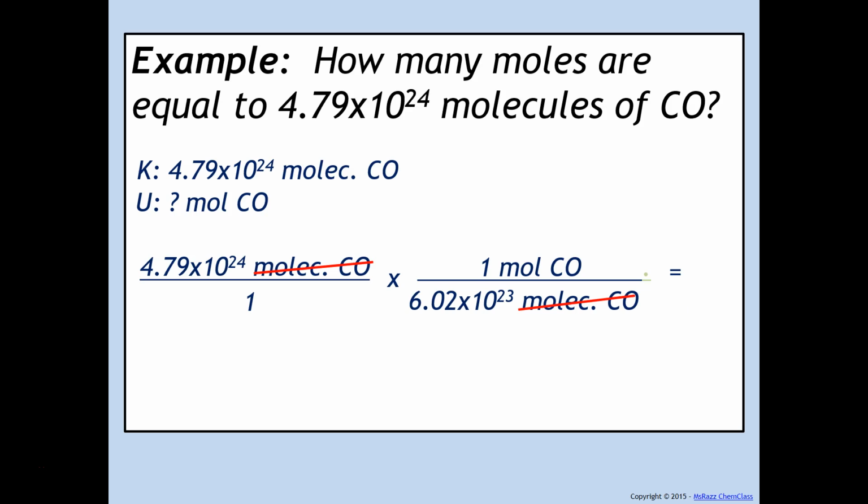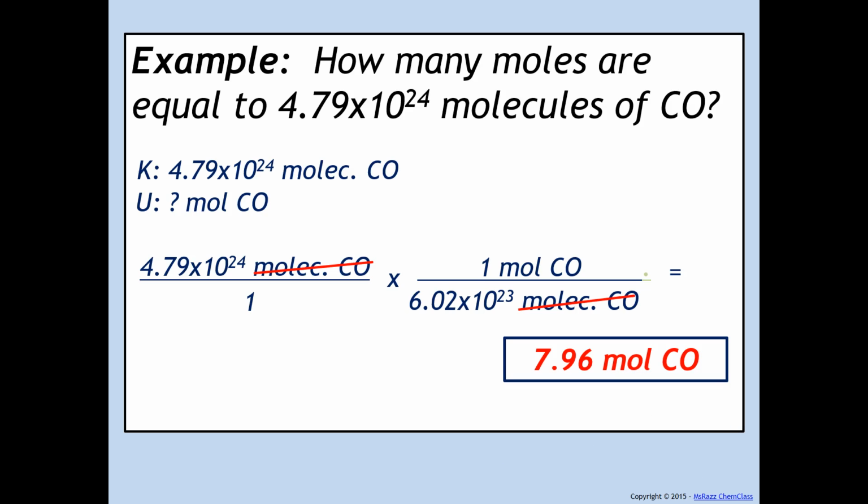This is the calculation that a lot of students tend to mess up on if they don't know how to use their calculator. Remember, as I said, if you get times 10 to the 50-something or 40-something, that means you probably did something wrong. So when you calculate it, you should get 7.96 moles of carbon monoxide.